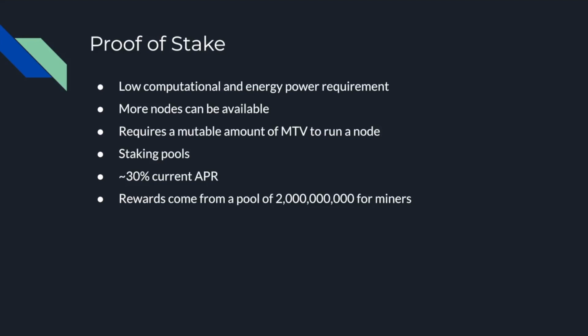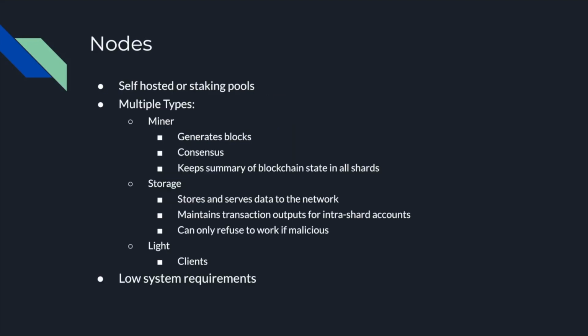Currently, running your own node will cost 1 million MTV to be staked, or any amount outside of 1 million will be added to other amounts from other people in a staking pool. There's currently around 30% APR, and the percentage is completely dependent on your stake size versus the daily reward allocation of the 2 billion MTV set aside for node rewards.